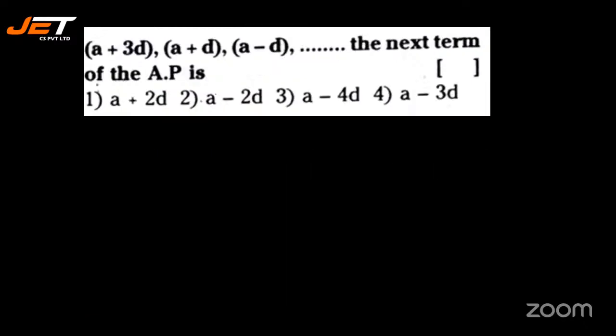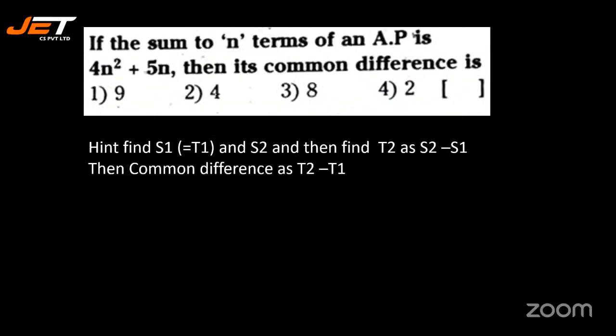A plus 3D, A plus D, A minus D, and so on. The next term of the AP is dash. Okay. So here, in an AP, we take T2 minus T1, T3 minus T2, isn't it? So the common difference you will find out and then you will add it to each. So we will get A minus 3D. All right. See the next question.